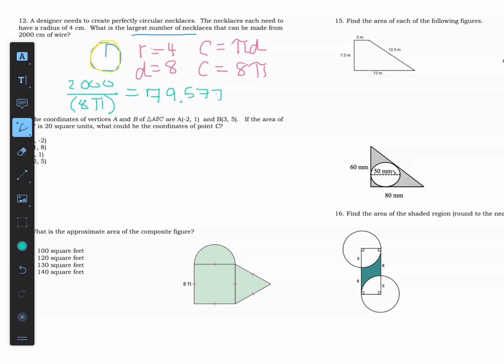79.577 and so on. Okay. Now I know that your instinct when you see 0.5 is that you want to round up to 80. But you don't actually have enough wire for 80 necklaces. You only have enough wire for 79 and then like half a necklace. So I can't round up to 80 because I don't have that much wire available to me. So the answer here is just 79 necklaces.